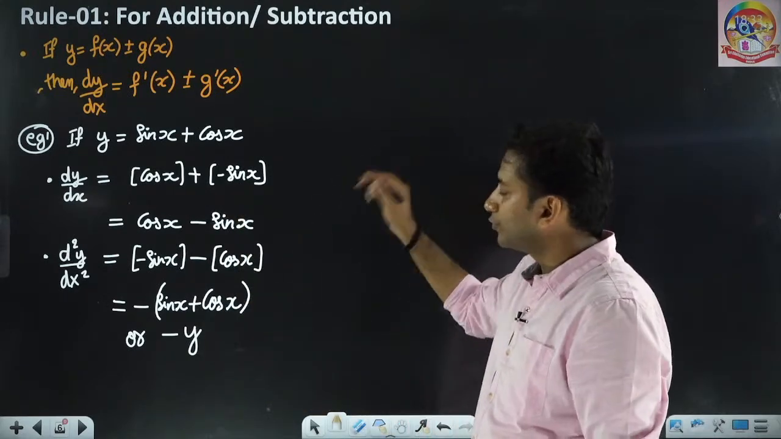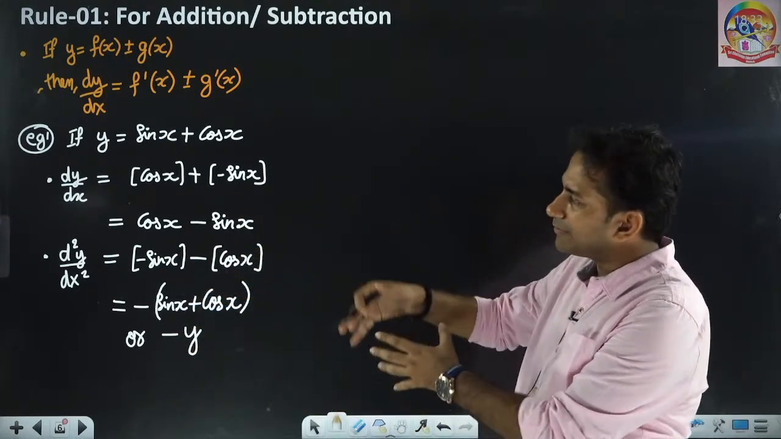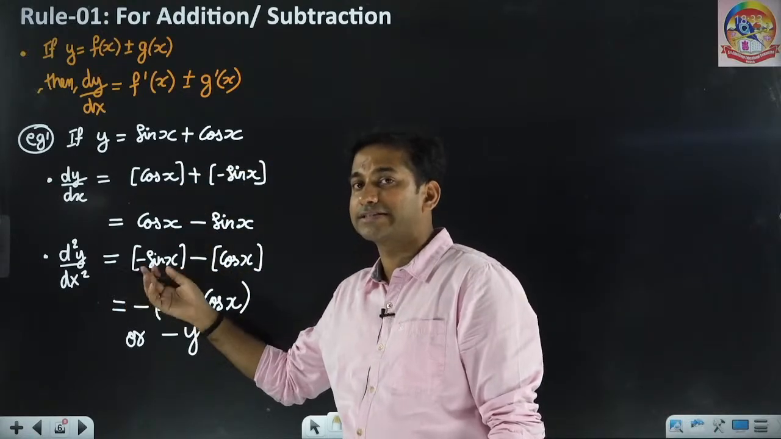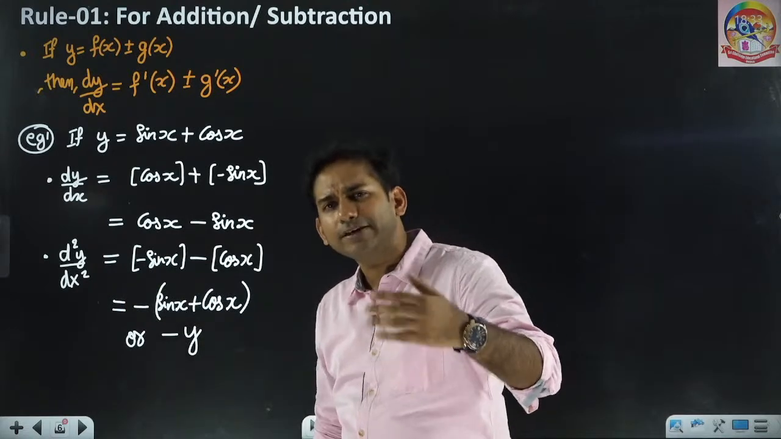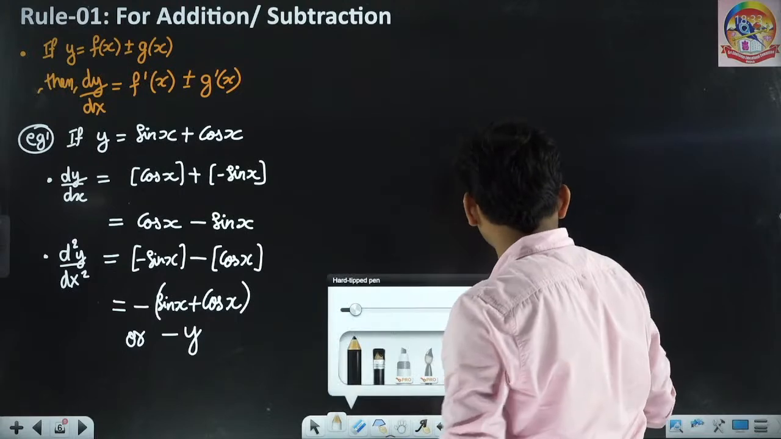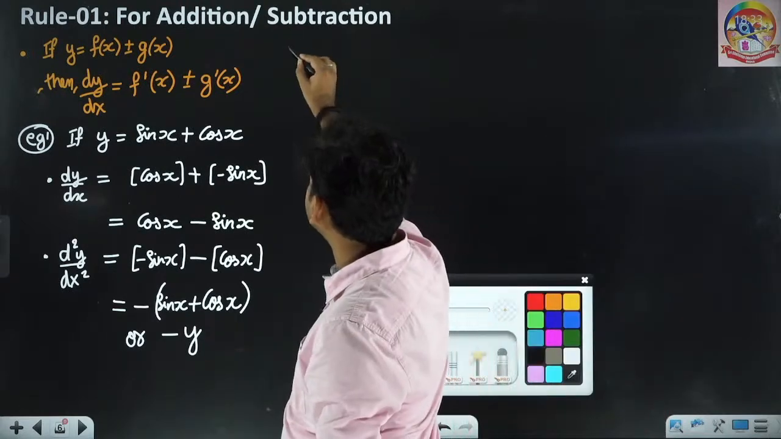So similarly, you can keep on differentiating it. One time differentiation is this, second time differentiation is this, and third time, fourth time, fifth time, it will keep on happening like that. So this was example number 1. Sine and cos, I told you, very common.